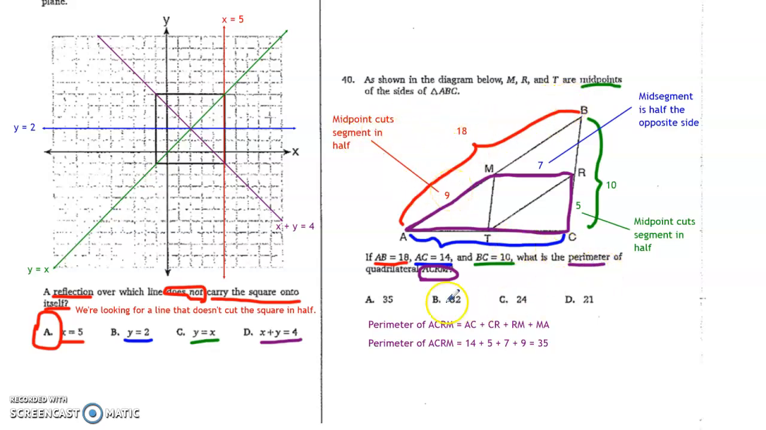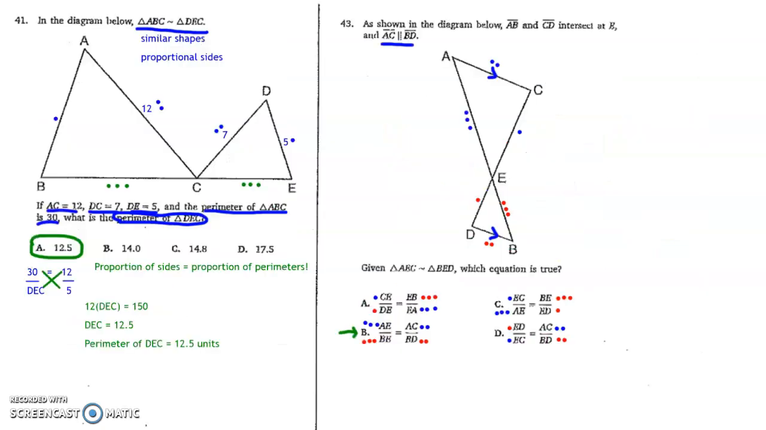It asks for the perimeter of quadrilateral ACRM, so the way I set it up here is I know that ACRM is AC, CR, RM, and MA. It's all 4 sides. I traced it out on the diagram, and I also substituted them all in. That's 35. Oops, didn't circle the answer. Now I did. Moving on to the last page, which is the last 4 questions.